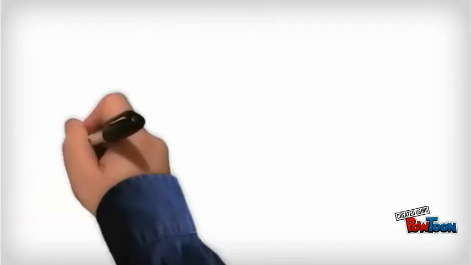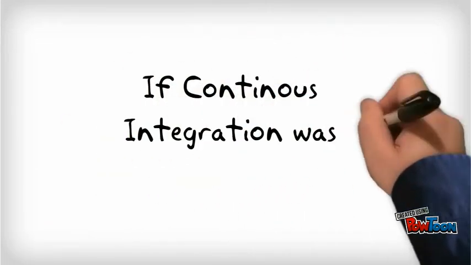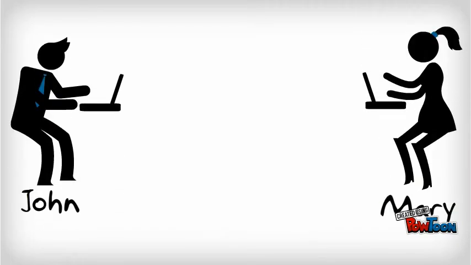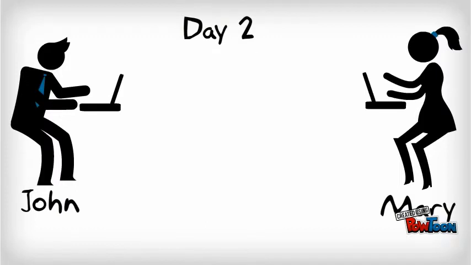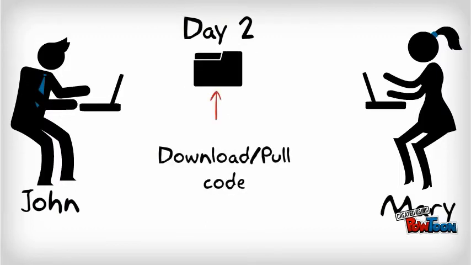If Mary and John had used continuous integration, things would have been different. Instead of integrating at the end, they would integrate daily. They would commit code that has been tested to a repository at the end of the day. When they start their work every day, they will pull the code from the repository.